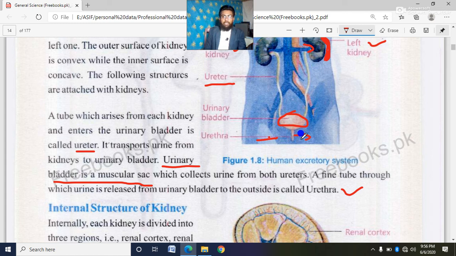Cadets, these were some structures associated with the kidneys, and the kidneys, ureters, urinary bladder, and urethra collectively form the excretory system.